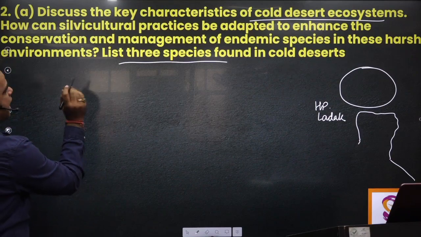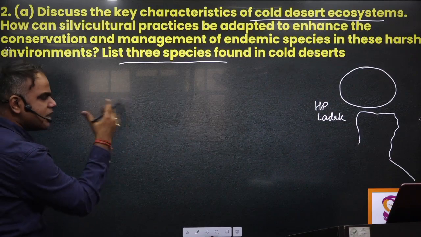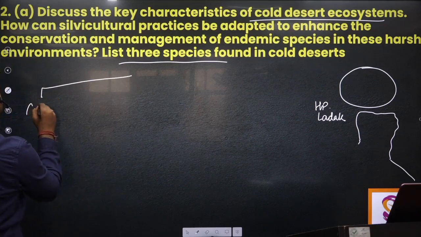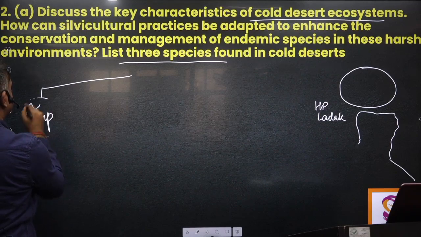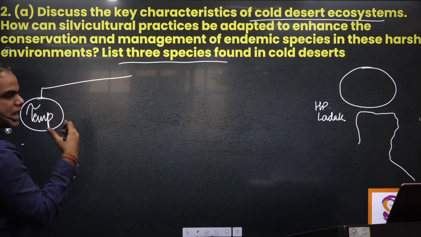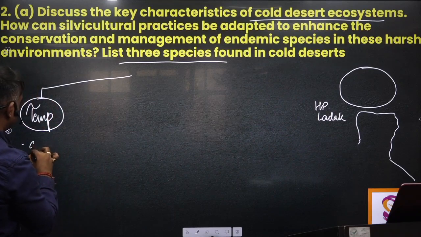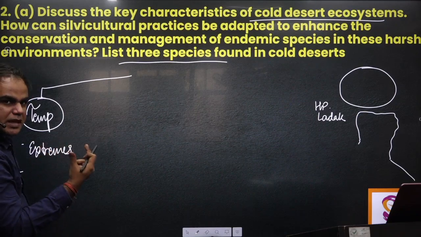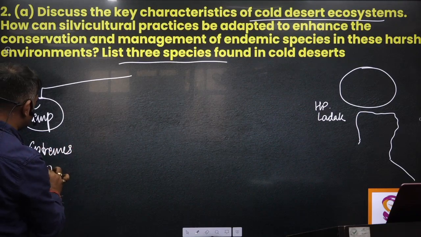So what are the key characteristics? A very easy way to understand: think about the kind of temperature you find. For example, here there are extremes of temperature in cold deserts. What is the precipitation here? Very low precipitation.